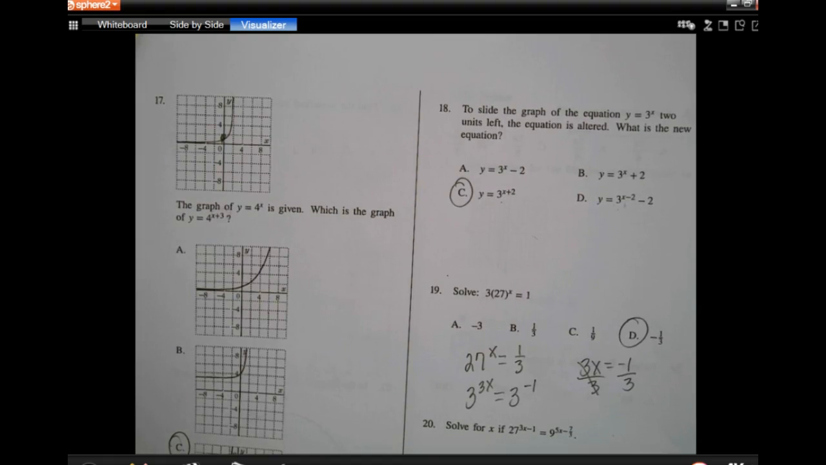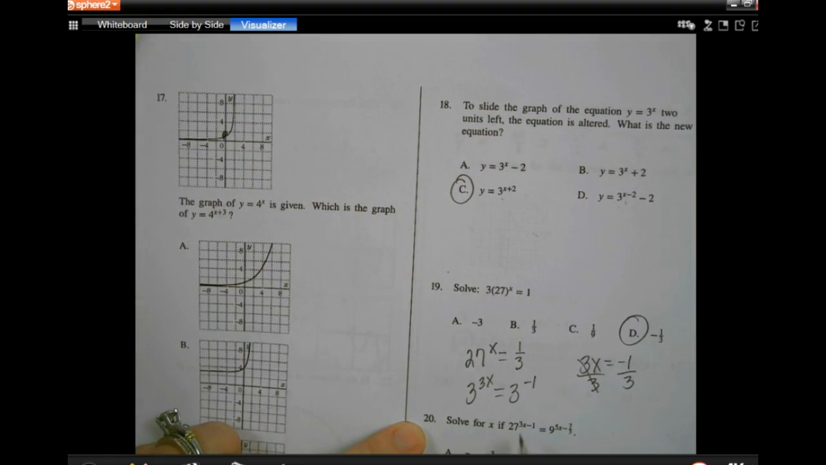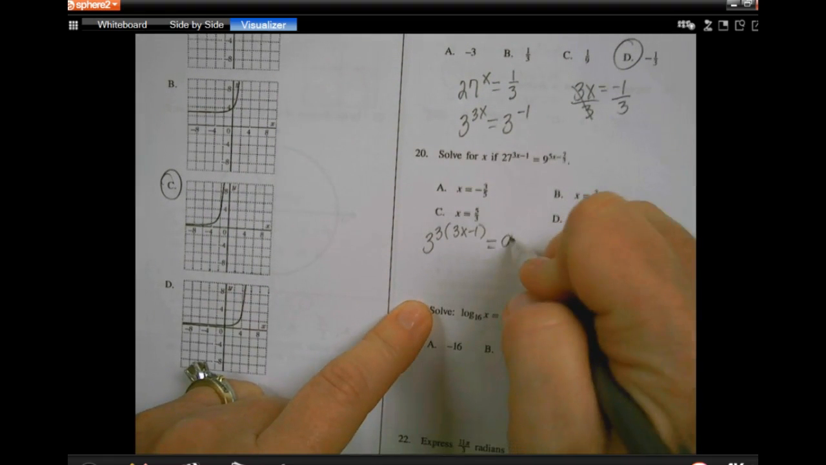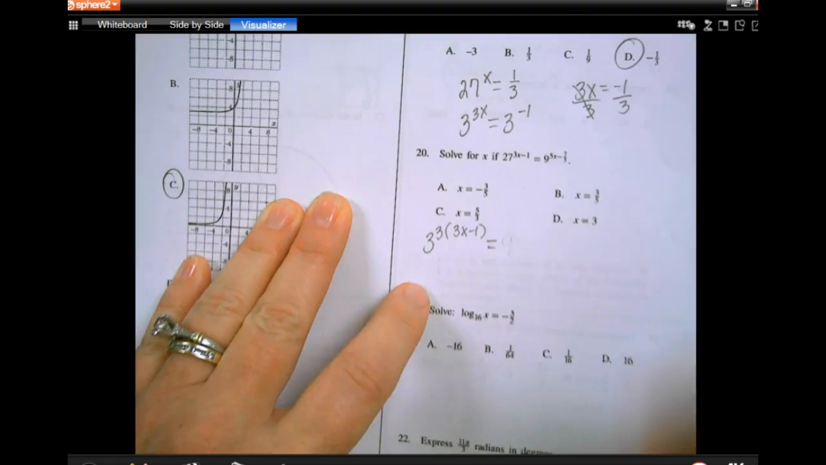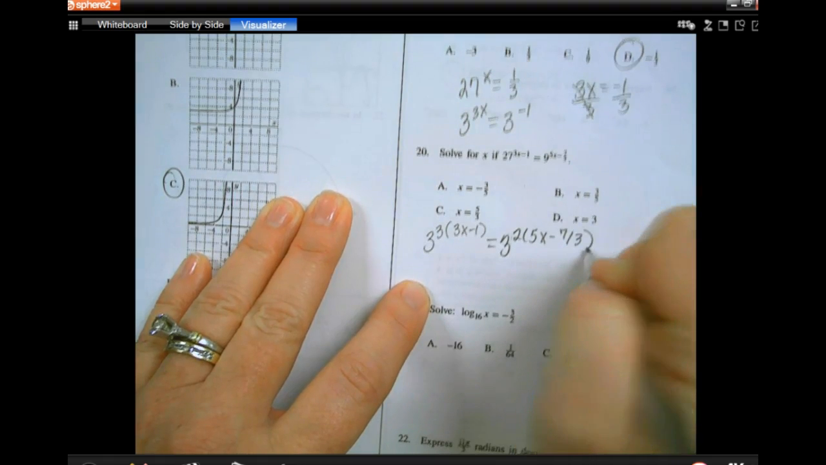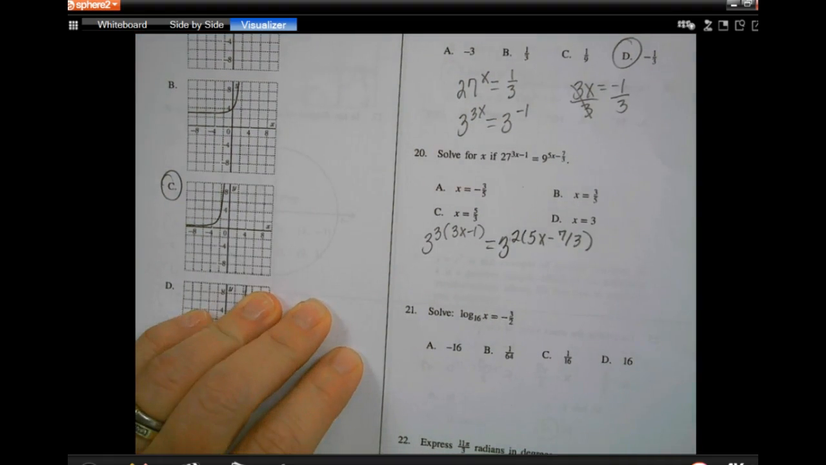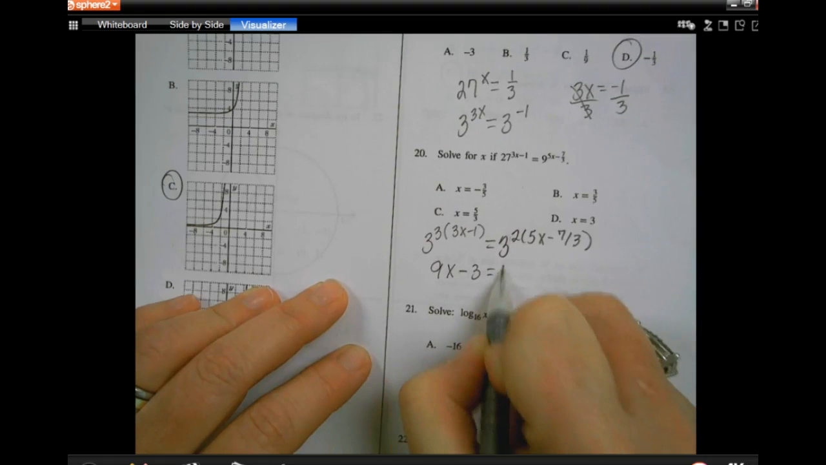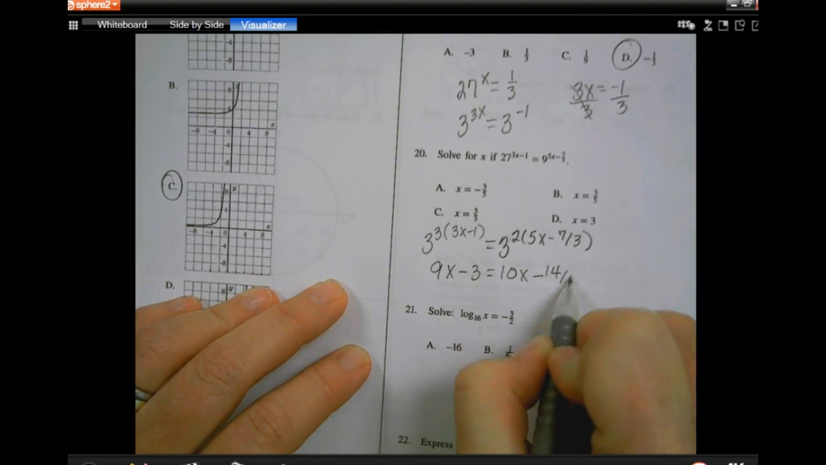So number 20 is going to be the same thing. Common bases. 27 is 3 to the 3rd. And 9 is 3 to the second. So when I multiply, I'm going to get 9x minus 3 equals 10x minus 14 thirds.